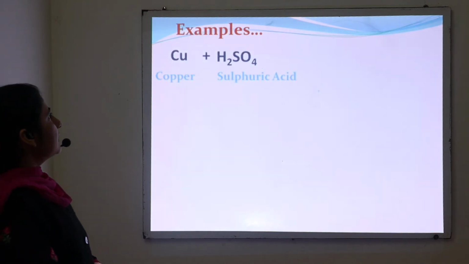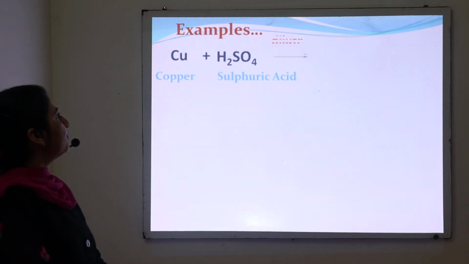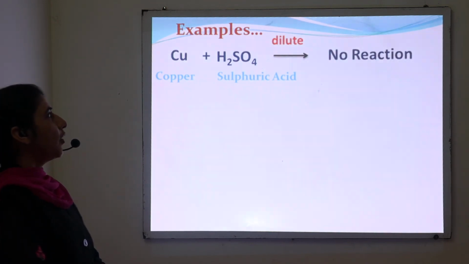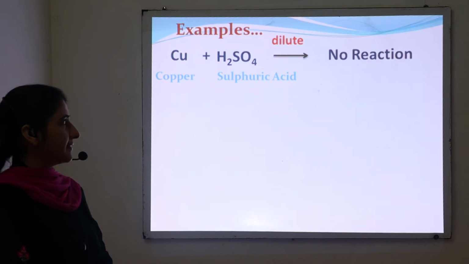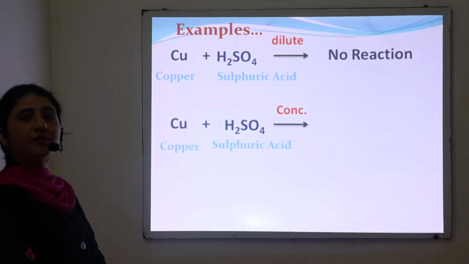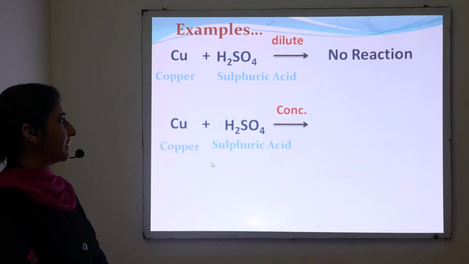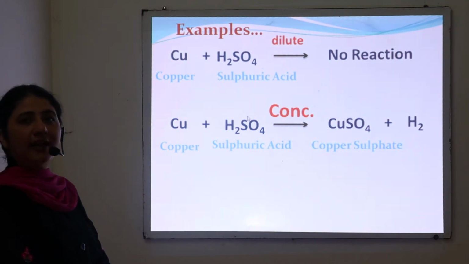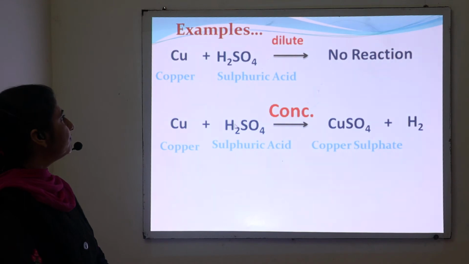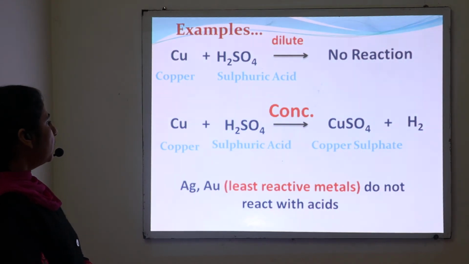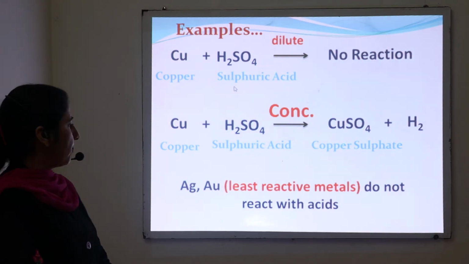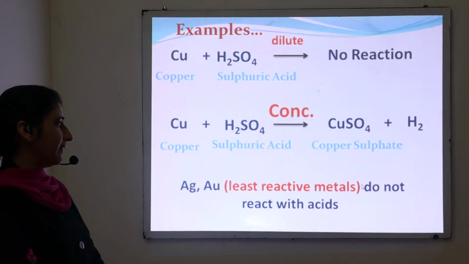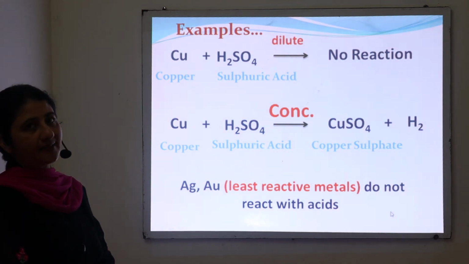Another example is copper. Copper does not react with dilute sulfuric acid, whereas when it dissolves in concentrated sulfuric acid, it forms copper sulfate and hydrogen gas. So silver and copper, which are least reactive metals, don't react with acid.